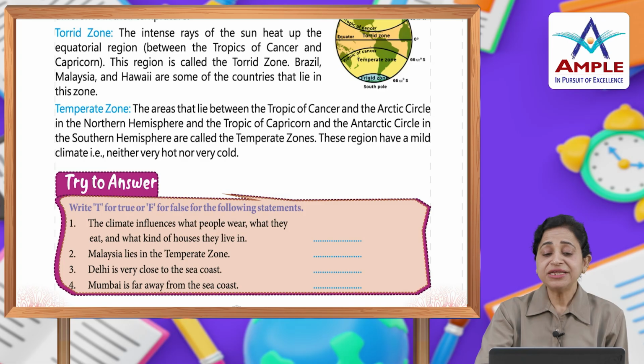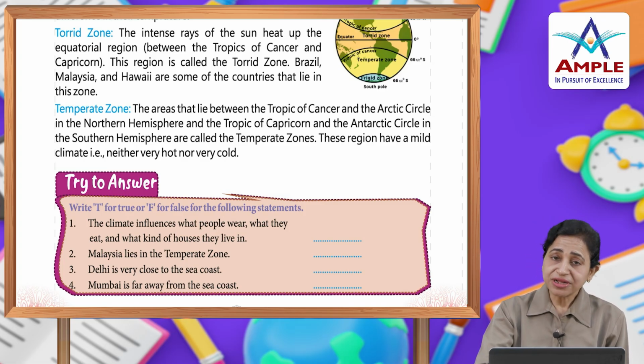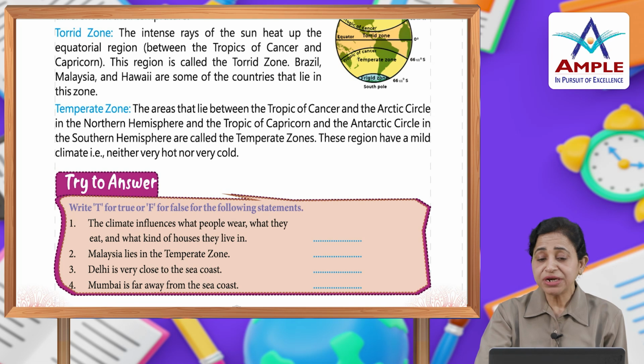Temperate zone: the areas that lie between the Tropic of Cancer and the Arctic Circle in the northern hemisphere, and the Tropic of Capricorn and the Antarctic Circle in the southern hemisphere, are called the temperate zones. These regions have a mild climate that is neither very hot nor very cold.